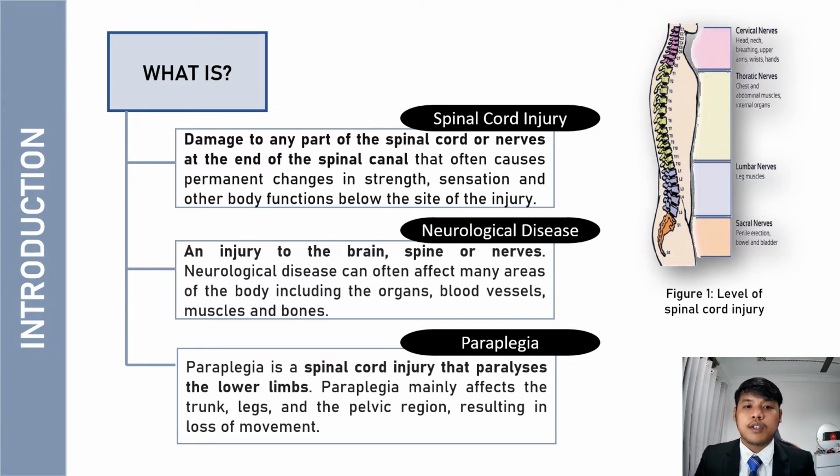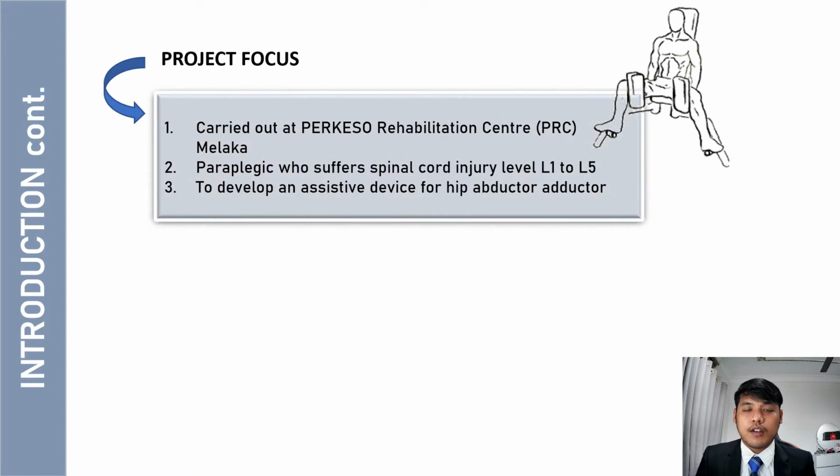Figure 1 here shows the level of spinal cord injury that divides into 4 categories. So basically, my project was carried out at Perkeso Rehabilitation Center, PRC Melaka. This project focused on paraplegic who suffer spinal cord injury at lumbar vertebrae that involve lumbar nerve of level L1 to L5. Injuries generally result in some loss of function in the hips and legs. To improve the quality of patient's life, also to be able to perform normal daily tasks, the development of an assistive device for hip adductor is a major help for the patient.